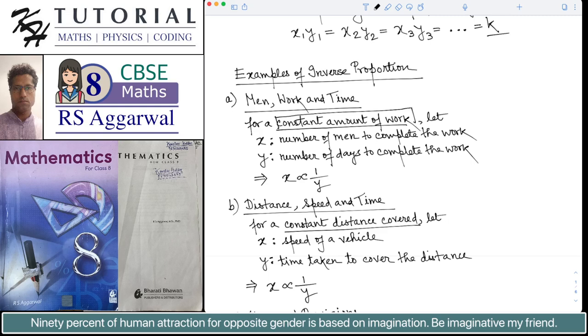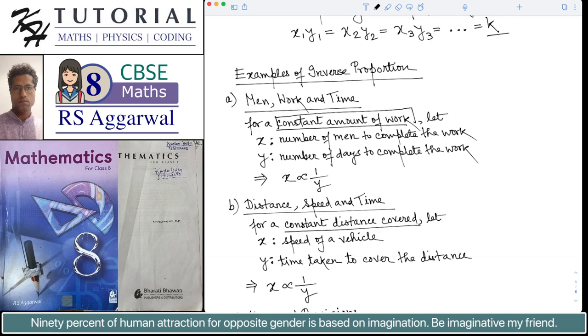So this is a very standard example. Please keep in mind that the amount of work is kept constant. I just gave an example that the amount of work could be constructing a 1 kilometer road. So that is a constant. For constructing a 1 kilometer road, the constant of variation will be something, that is the product of the corresponding values of x and y, that is x1 y1, x2 y2. All these products will be the same value.